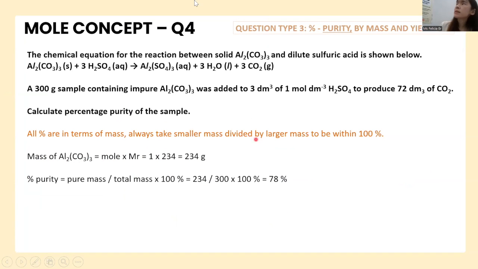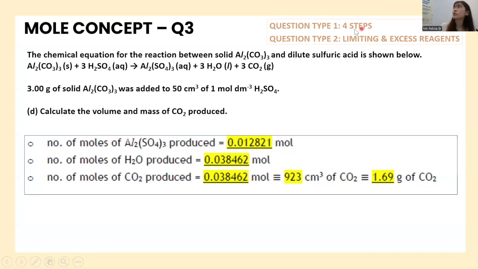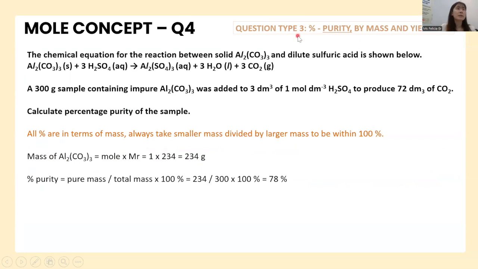Okay, so next will be another question. This time around, I'm changing the numbers. This is question number 4 now. So we will now move on to the next question type. Just now we covered question types 1 and 2, which are the 4 steps and the limiting excess. Now we move on to question type number 3, which is the percentage. There are 3 of them, right? There's percentage purity, mass, and U. So let's take a look at how to solve percentage purity type of questions.